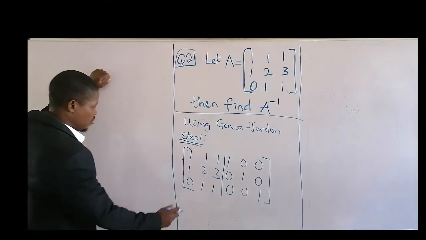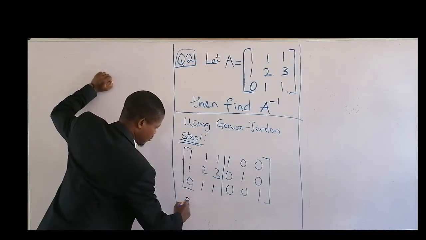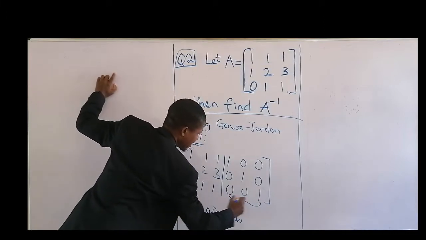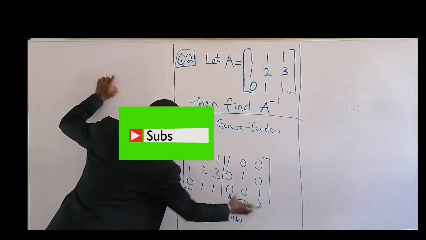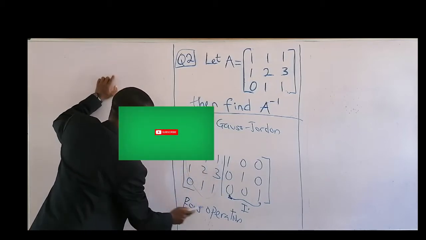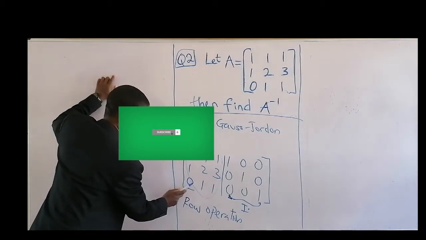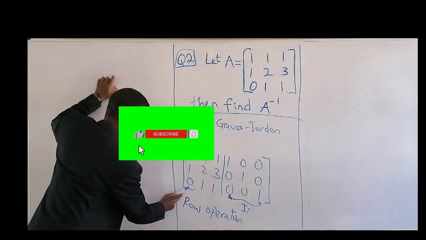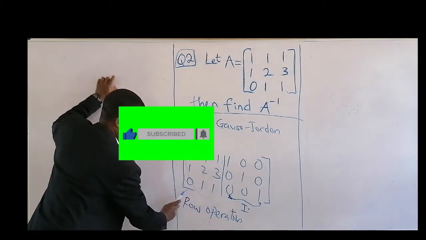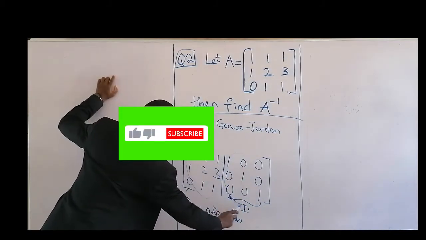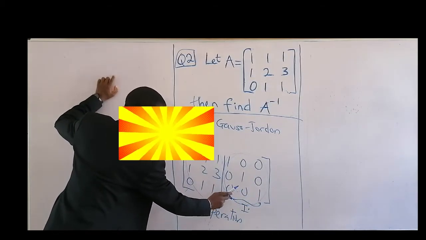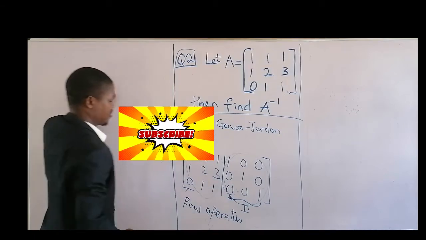Then we're going to do row operations, whereby the left-hand side is transformed, so that at the end of your row operations you have the identity matrix. Okay? So the identity matrix you have here is now moving to this place, and a new matrix is formed here. That new matrix is called the inverse matrix.